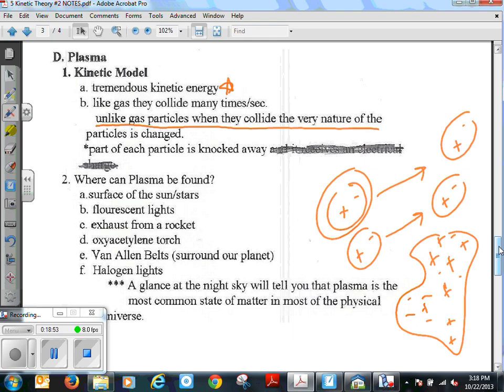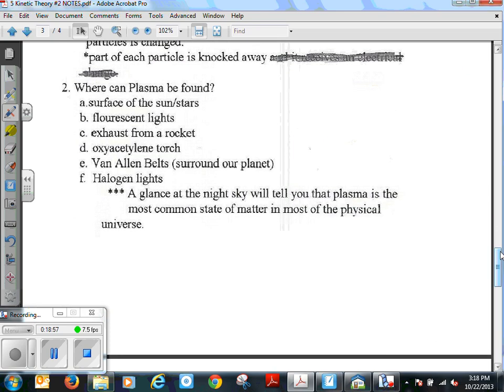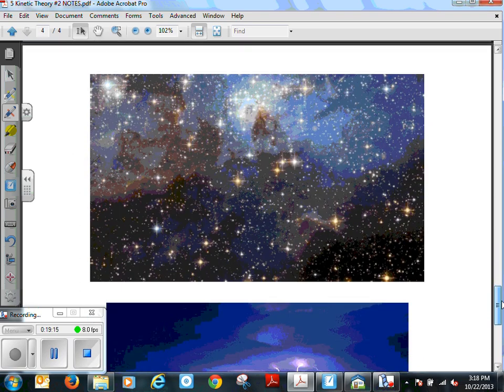Okay, so where can plasma be found? The surface of the sun or stars, fluorescent lights above our head, exhaust from a rocket, an oxyacetylene torch. This probably, that was plasma, that's a propane torch. And halogen lights. Now, if you look at some pictures here, this is all plasma, they say.